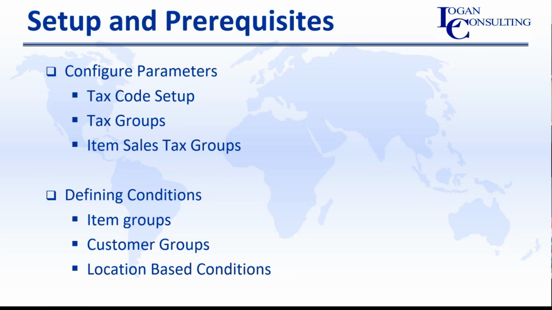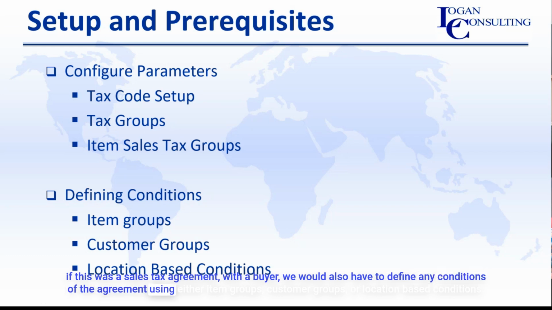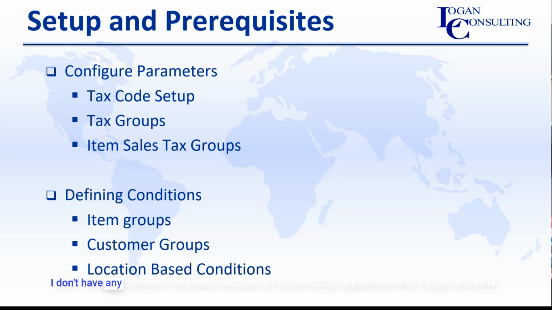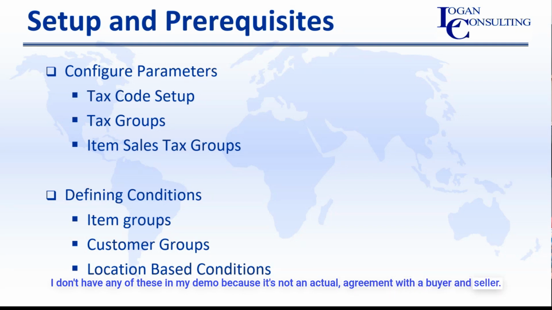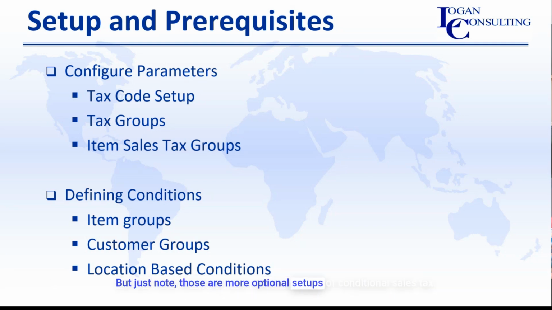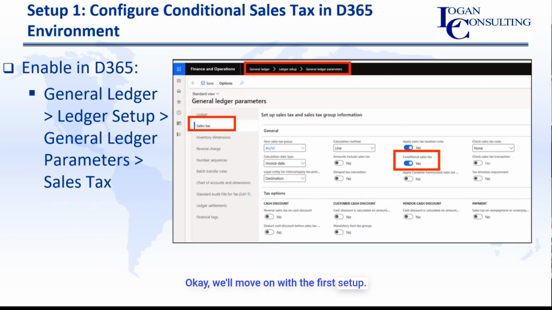If this was a sales tax agreement with a buyer, we would also have to define any conditions of the agreement using either item groups, customer groups, or location-based conditions. I don't have any of these in my demo because it's not an actual agreement with a buyer and seller, but just note those are more optional setups of conditional sales tax. Okay, we'll move on with the first setup.